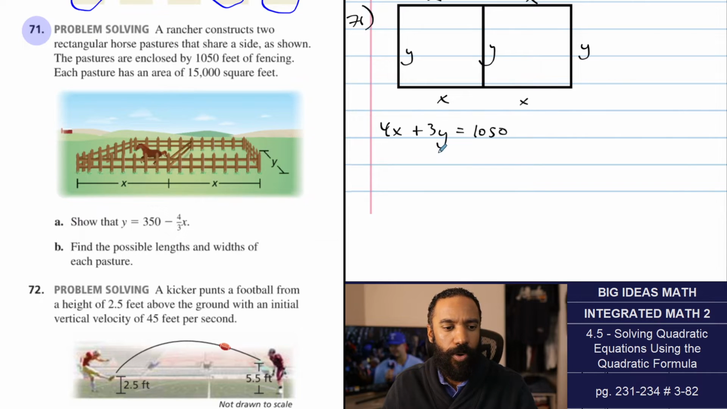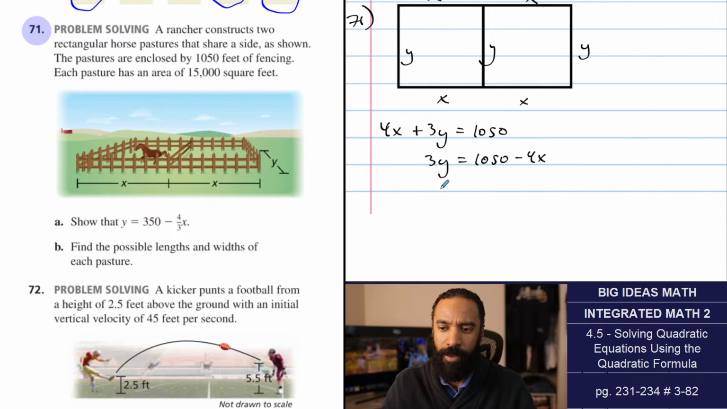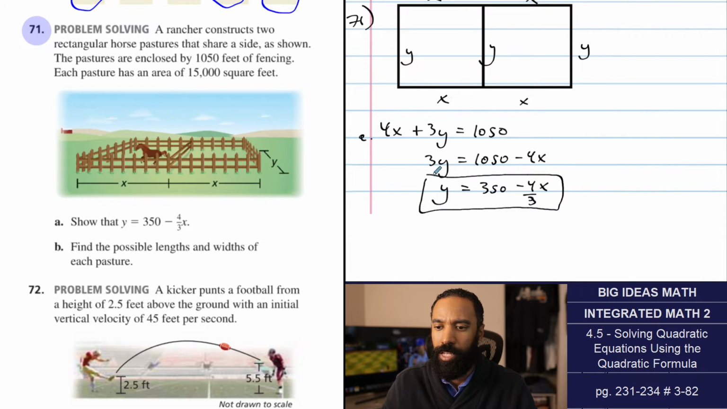Okay, so to solve for y, we subtract 4x from both sides. So we get 1,050 minus 4x, divide both sides by 3. This is part A. Y equals 350 minus 4/3 x. All right, that's good. That's part A.